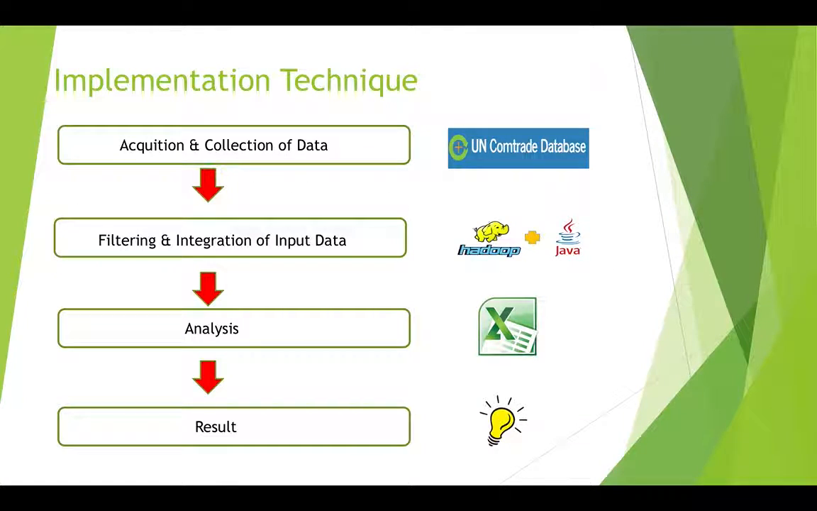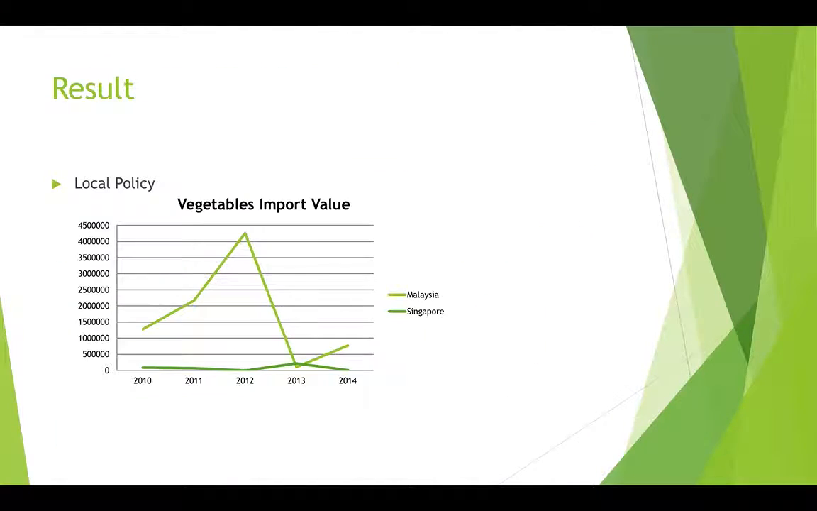At first, we collected data from UN Comtrade and used Hadoop and Java for this report for two main reasons. One is to handle the big data set, and the second is to filter and get the useful information that we need, and we used Excel to analyze and get the result at the end.